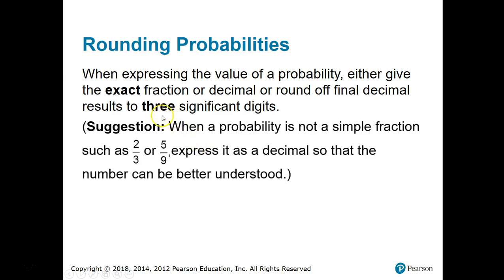Rounding probabilities: 3 significant digits, so like 0.111, 0.572, 0.896, stuff like that, or 0.0324. Now we do want to round them if they are 0.5 or higher. So look at this, 2/3 is 0.66666, going on forever. We want 3 digits, so that's going to be 0.667. And 5/9 is 0.5555, going on forever. So that's going to round to 0.556. That's how we round them.